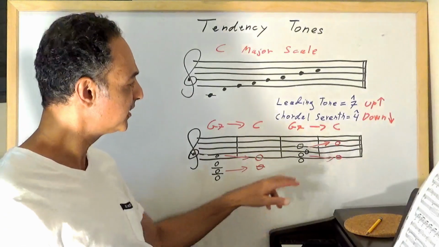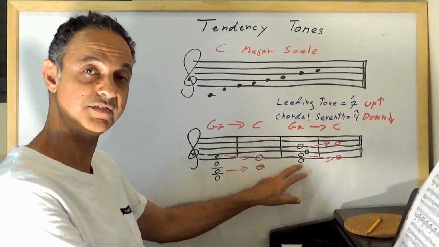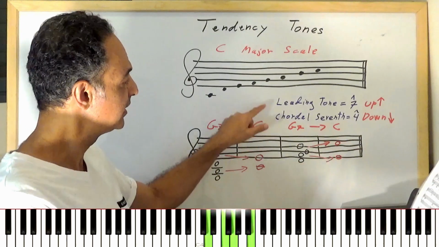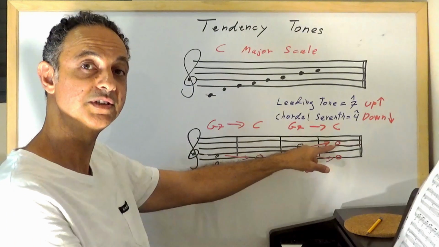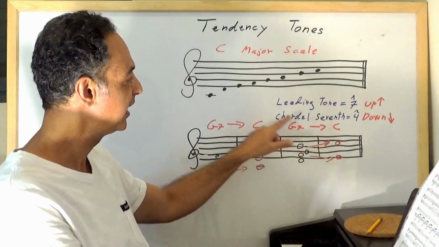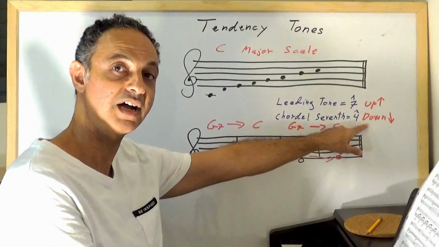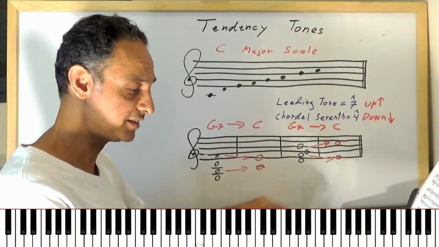Or when you take the second inversion of G7, it's the same thing. Second inversion of G7 as here. The leading tone, the note B, will resolve up by half step to the note C, to the tonic. And the chordal seventh will resolve down by half step, down to the note E. So it will sound like this.